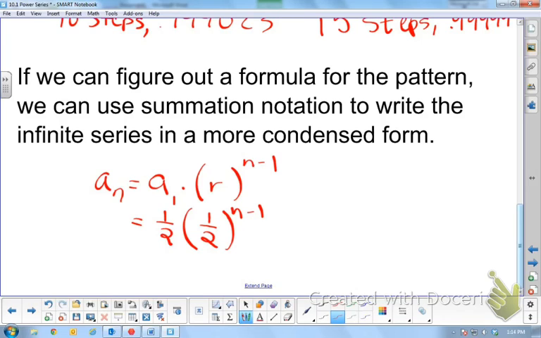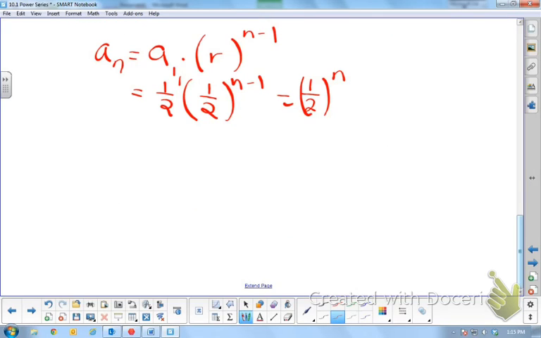Now again, we saw something in the warm-up. We could leave it like this, but we could also condense this even further. You put them together: 1/2 to the n. So my sequence is 1/2 to the n.